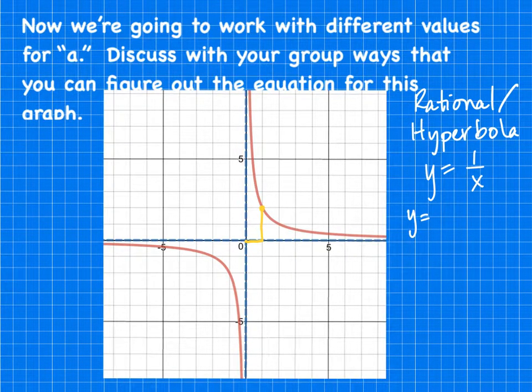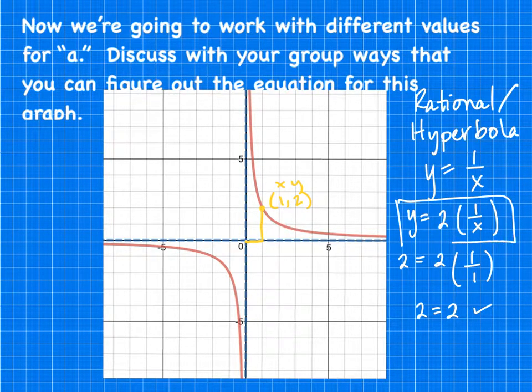So y equals a, just kidding, y equals 2 times 1 over x. We can also test that theory by using that particular point, the one that's in yellow. That is the point 1, 2. So we can take that x and y and plug them into our hypothesized equation. So 2 for y equals 2 for our a value times 1 over 1. 1 over 1 reduces to just 1, and 2 times 1 is just 2. So we end up with 2 equals 2. So our equation on this one is good. Our a value is 2.